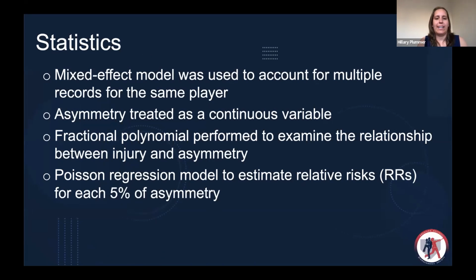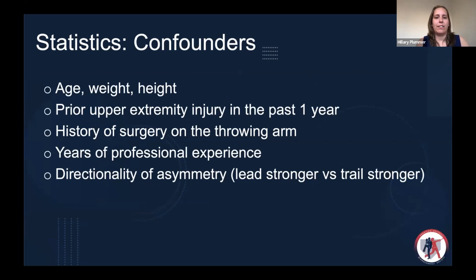He treated asymmetry as a continuous variable. He ran a fractional polynomial to examine the relationship between injury and asymmetry. And he did a regression model to estimate relative risk for each 5% of asymmetry. So some of the confounding variables that we did look at: age, weight, and height, prior upper extremity injury in the past 1 year, history of surgery on the throwing arm, years of professional experience, and the directionality of asymmetry. So was the lead leg stronger than the trail leg, or was the trail leg stronger than the lead leg?